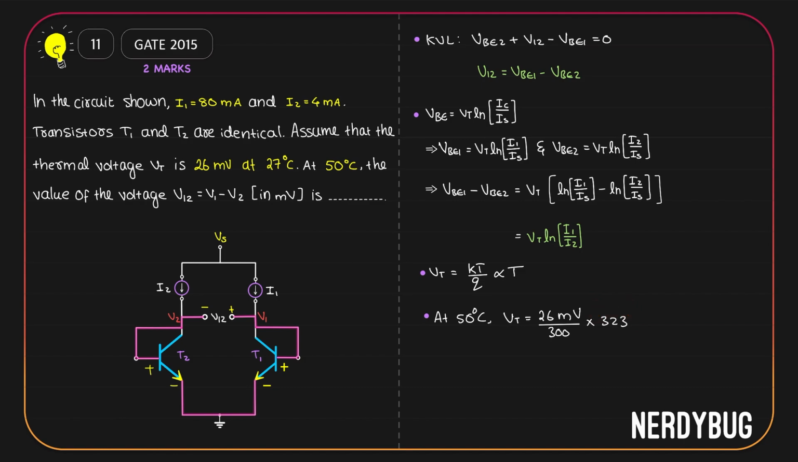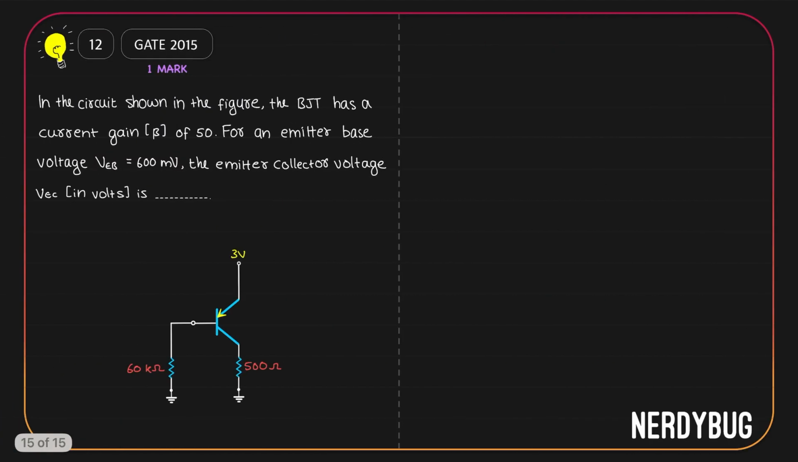Now we can use this to find VT log of I1 by I2, which is equal to VBE1 minus VBE2, which is equal to V12. So V12 becomes 26 divided by 300 multiplied by 323 millivolt multiplied by log of 20. This comes out to be 83.86 millivolt. So the final answer is 83.86. Let us see the next problem.